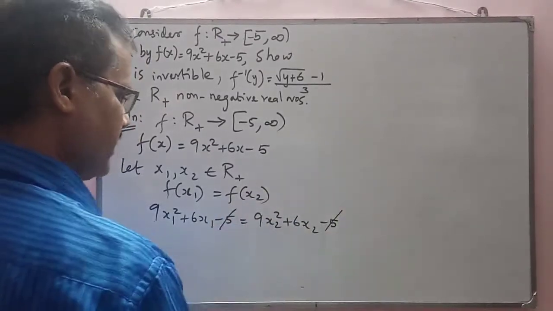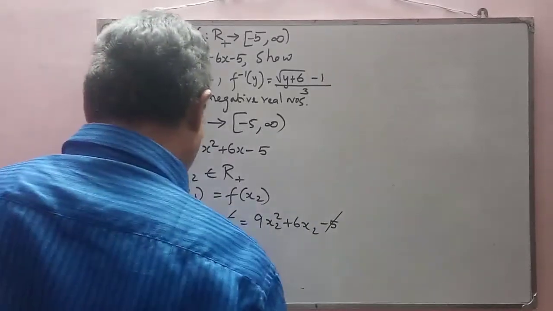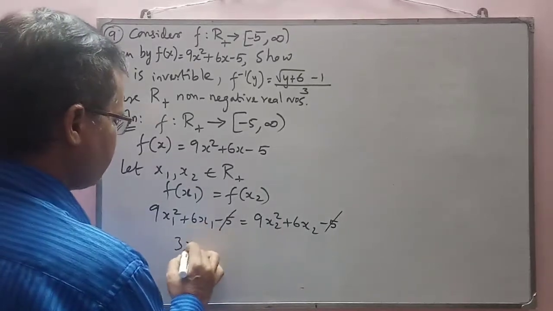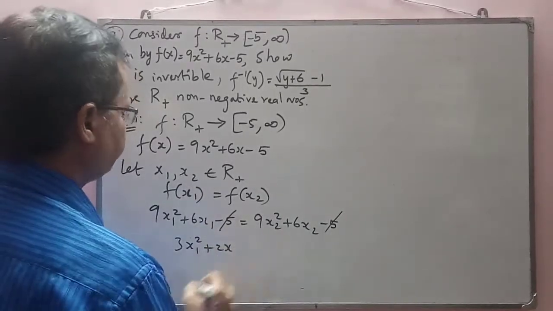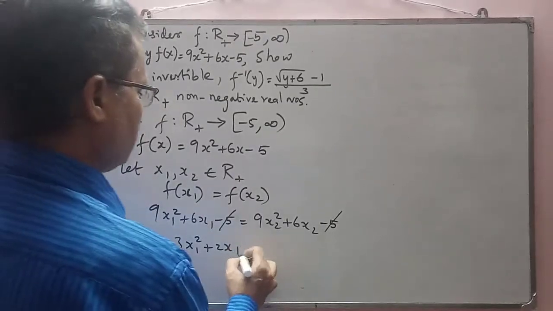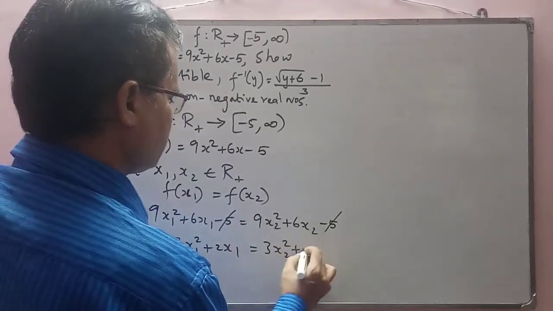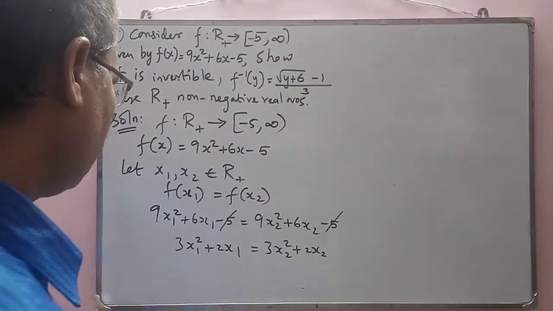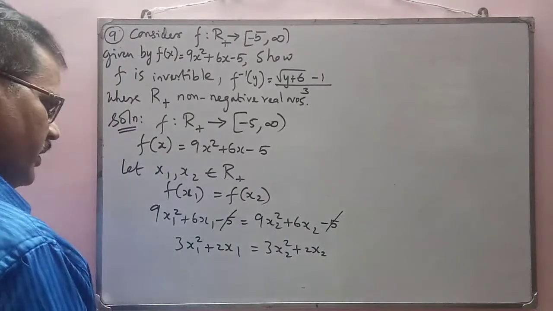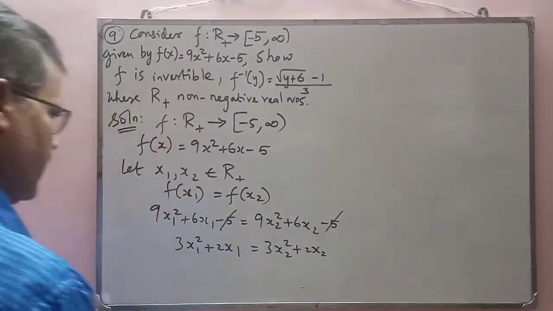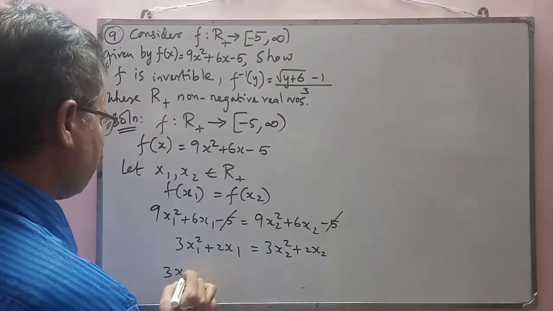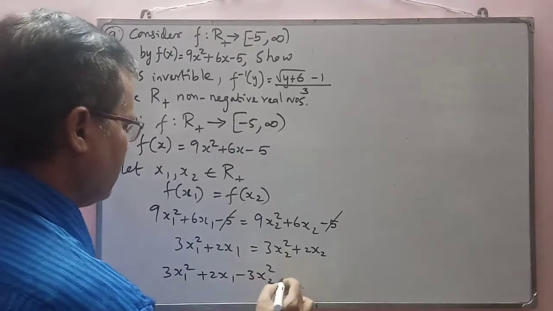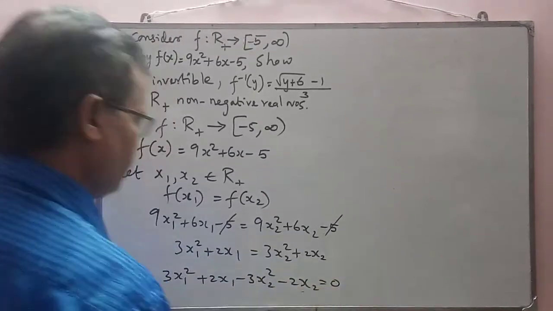So minus 5 gets cancelled. Dividing by 3, we can simplify this, or you can have it as it is. So we'll simplify: 3x1 square plus 2x1 equals 3x2 squared plus 2x2. Okay, children, now we'll bring everything to one side. Now what you'll get? 3x1 squared plus 2x1 minus 3x2 squared minus 2x2 equals 0.